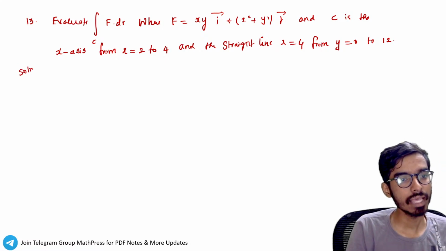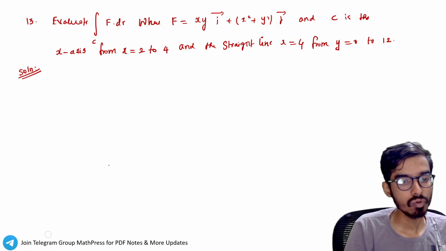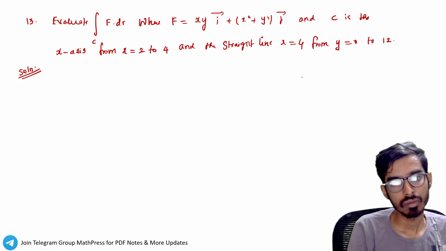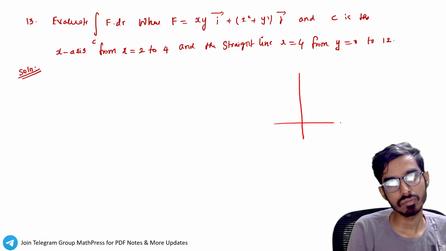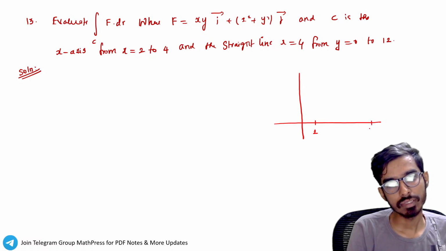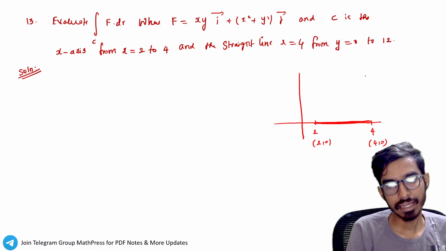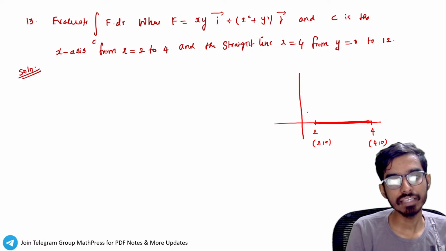So we just draw the diagram, then you will have more clarity. We need to evaluate the integral of f dot dr. First, c is the x-axis from 2 to 4. This is 2 and this is 4, so this point is 2 comma 0 and this point is 4 comma 0. First we need to evaluate over this, and then the straight line x is equal to 4.